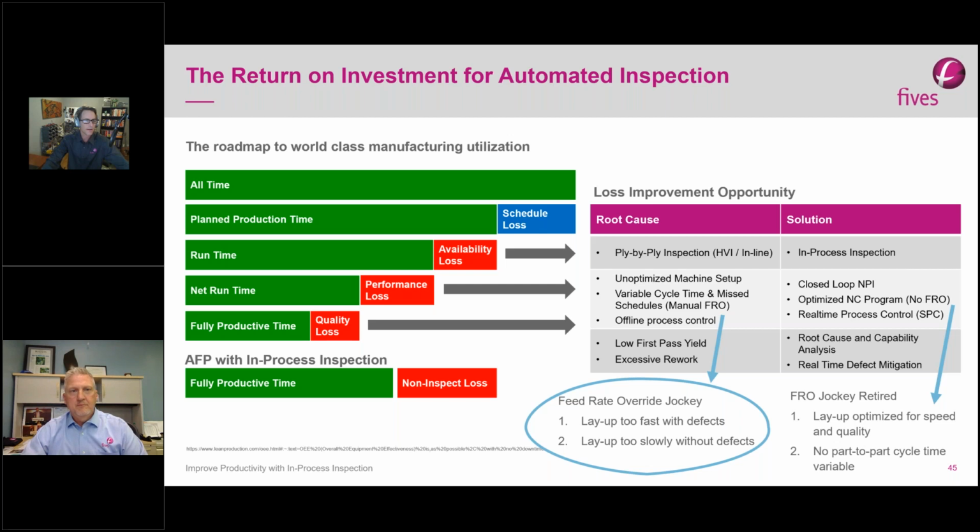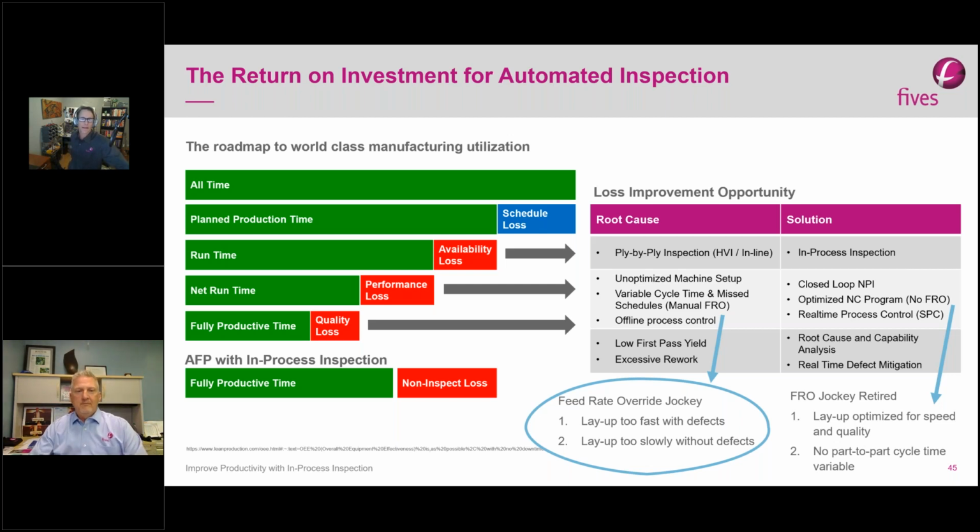So the three areas, how do we improve that with in-process inspection? The one Robert expected or gave you, which should be fairly obvious, is ply by ply inspection using HVI or inline inspection. We replace the measurement with in-process inspection. So that one's fairly obvious. But what's less obvious is the performance and performance improvements.